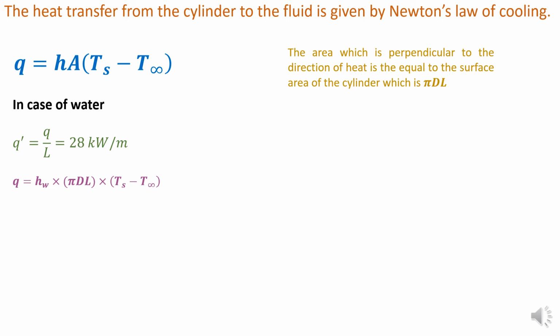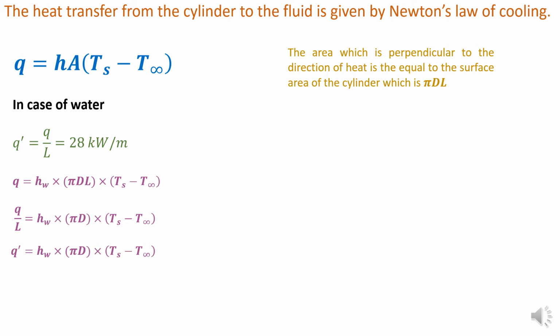By dividing the whole equation by length, we have found that Q by L is equal to hW into pi d into (Ts minus T infinity), and heat transfer per unit length is equal to hW into pi d into (Ts minus T infinity).